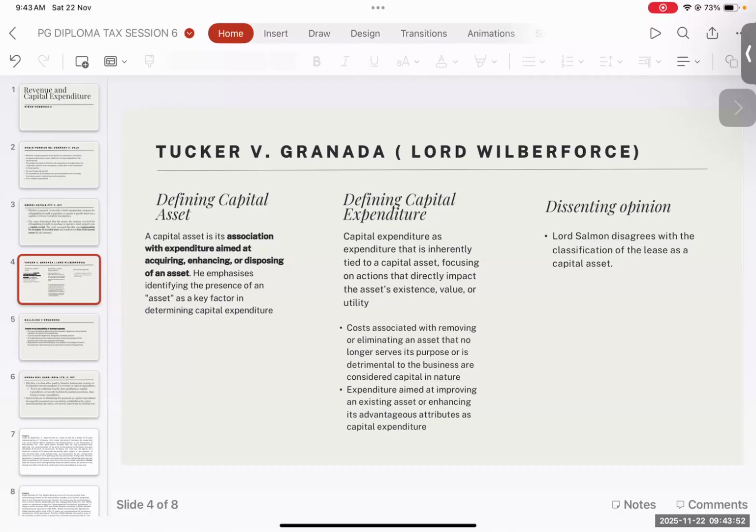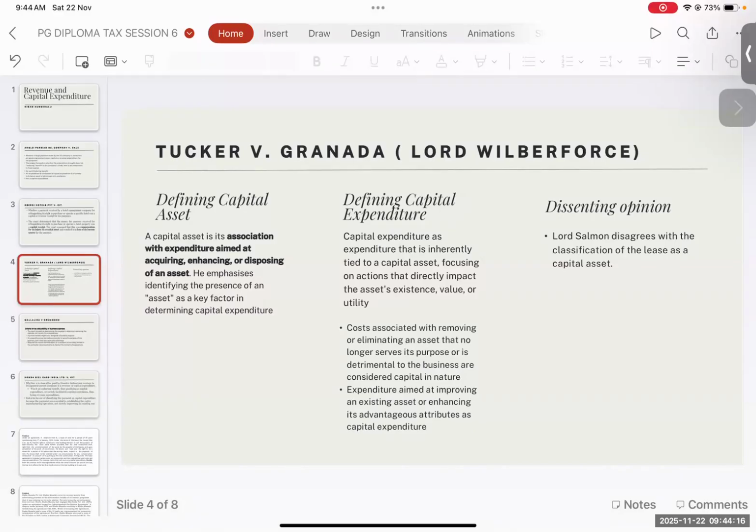And therefore, they said in this case, the lease is a capital asset. And in modifying the terms of the lease, making sure that it did not include the component of taxes, is basically ensuring that it is improving the asset and it's removing its disadvantageous parts. And therefore, it is capital expenditure related to the asset.